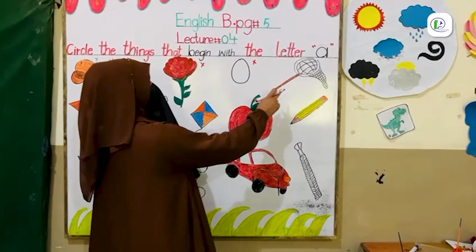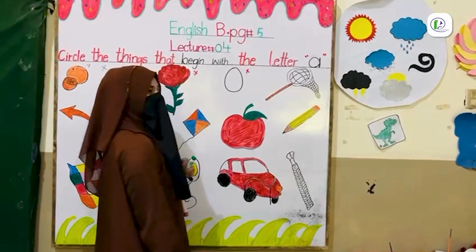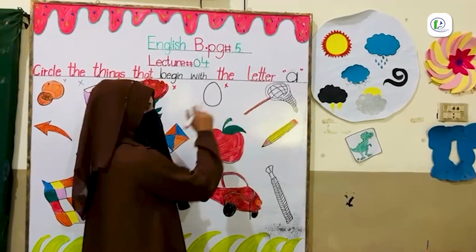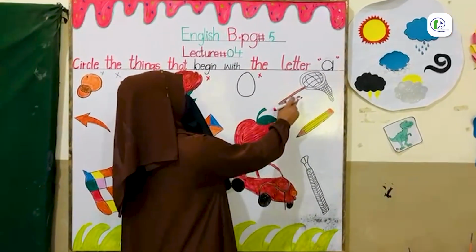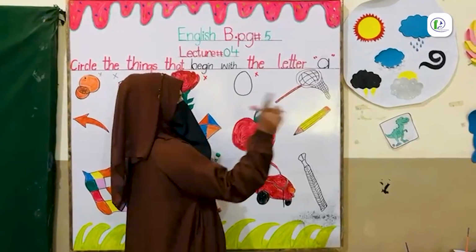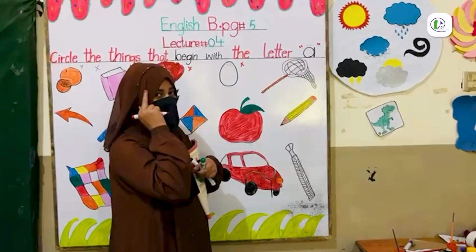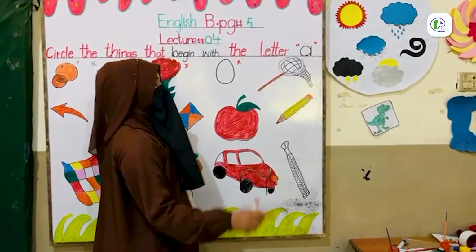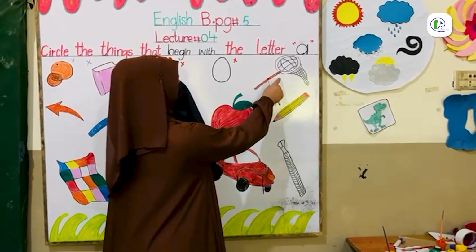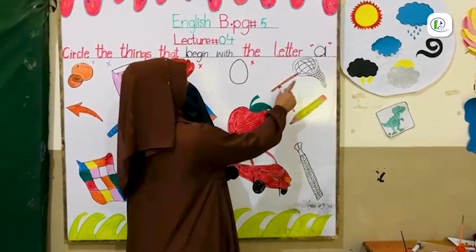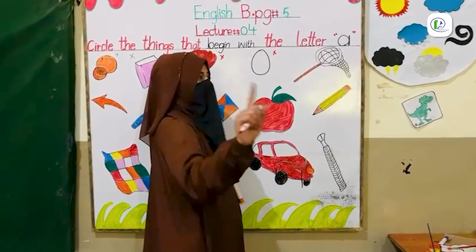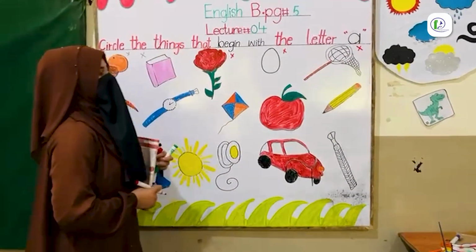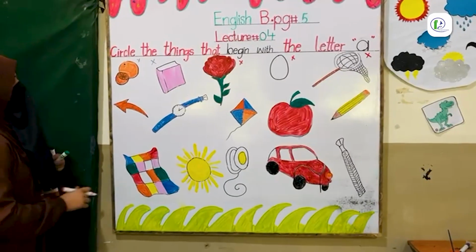Okay. Move towards the next one. What is it? It is a net. Does it start with letter A? Think about it. No. Should we circle this? No. We wouldn't circle it.